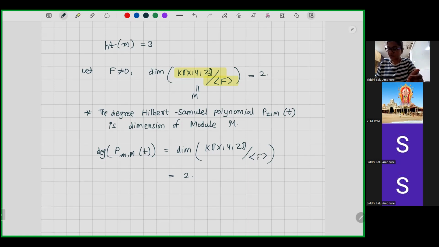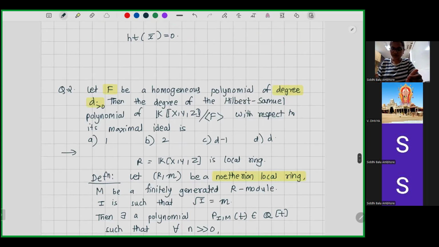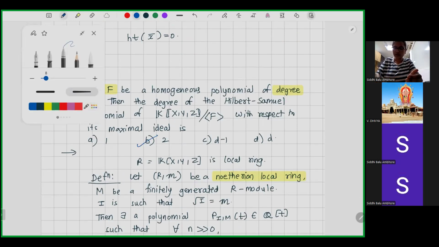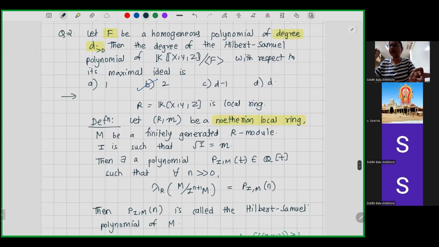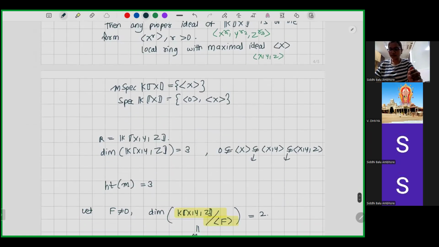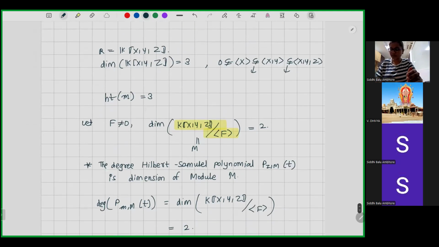But yeah, we have to consider the degree of the Hilbert-Samuel polynomial to be 2. I hope you understand why this degree has to be positive. Because constants have degree 0, and if I take the quotient of this Rxyz with some constant C, it will be the dimension of the zero ring, which is 0 anyway.